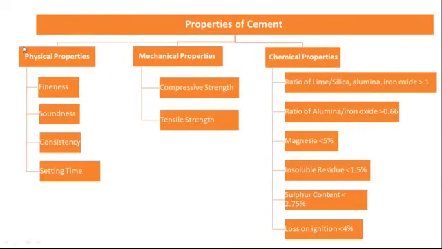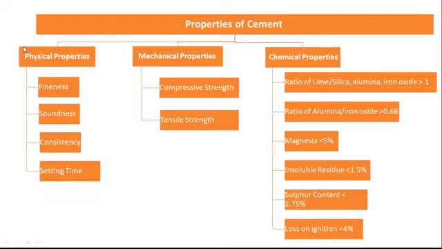Now, the properties of cement. There are three properties of cement. First is physical properties, second is mechanical properties, and third is chemical properties. In physical properties, there are four properties: fineness, soundness, consistency, and setting time. First, what is fineness? The finer the cement grain size, the better the quality. With finer grain size, the cement particles react with water more quickly, thus reducing the time of hardening and producing a cement with high early strength.